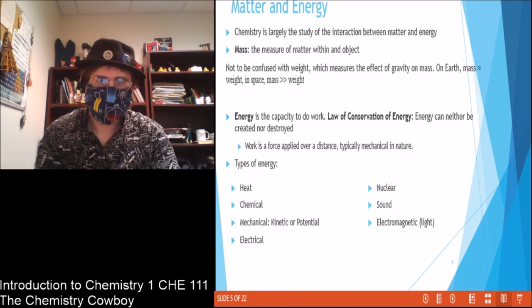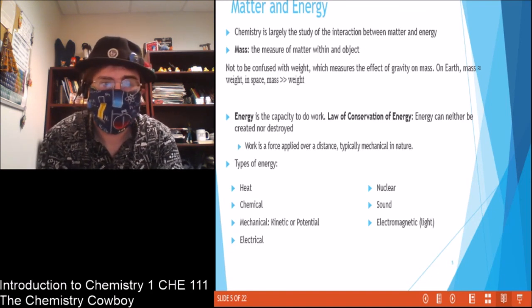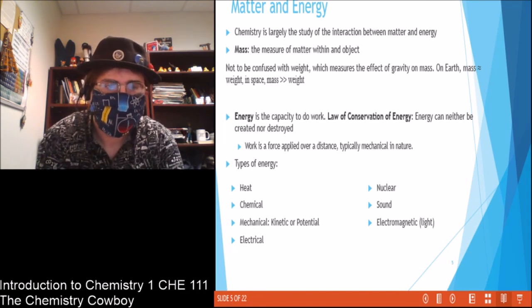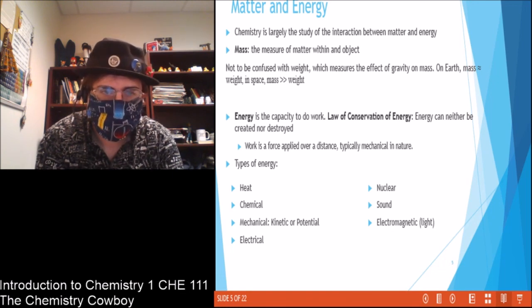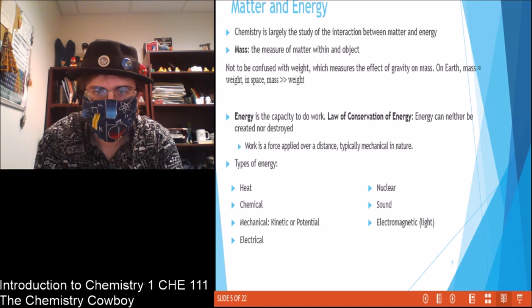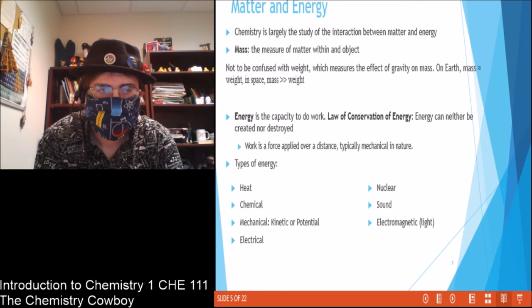So matter and energy. Chemistry is usually the study of the interaction of matter and energy. So remember, mass is the measure of matter. Real quick, mass is actually different from weight. Weight is the effect of gravity on mass, because most measurements are taken on Earth. Mass and weight are synonymous because we take that 9.8 meters per second squared acceleration into account.